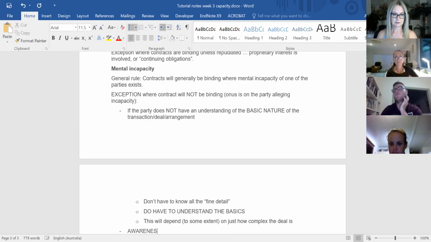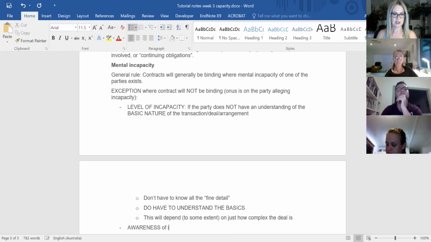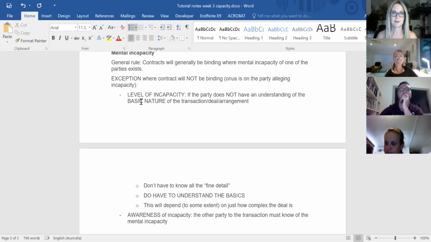So I'll put up here level of incapacity. And the other one, awareness of incapacity. The other party to the transaction must know of the mental incapacity. Yes. So it sweeps in that element of naughtiness almost, doesn't it? It sweeps in that element of, hang on a minute, someone's actually trying to take advantage here. And that is typical in this area of law, that kind of paternal, protective viewpoint.